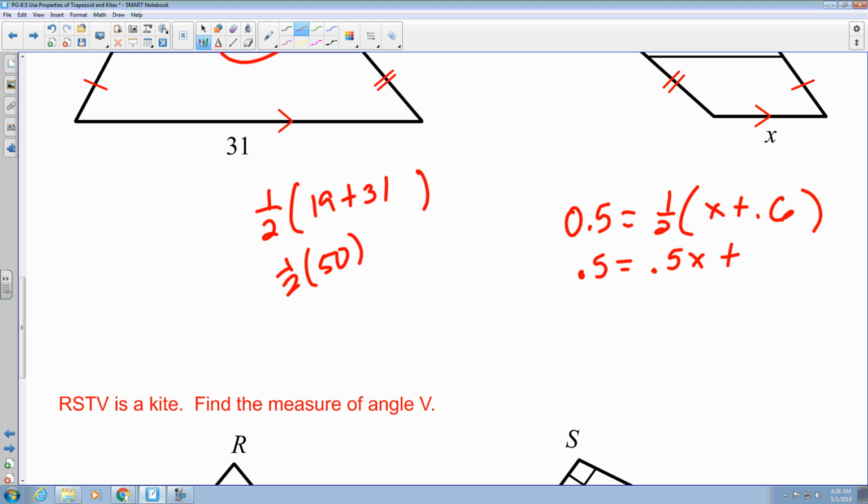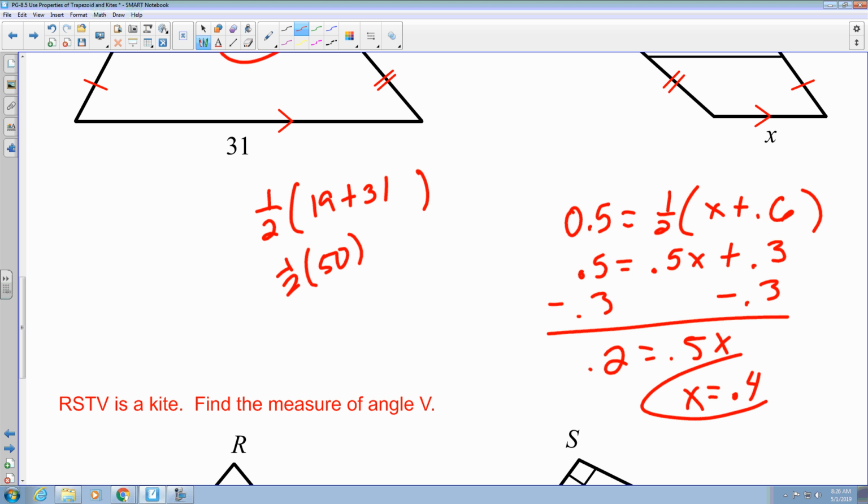And then plus 0.5 times 0.6 gives me 0.3. Subtract 0.3 from both sides. 0.5 minus 0.3 is 0.2, and that's equal to 0.5x. Divide everything by 0.5, and I get x equals 0.4. So that's where that comes from.